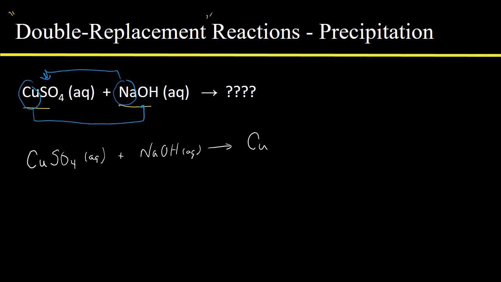We're forming our products over here. Copper has a +2 charge and hydroxide has a -1 charge. So when we put these together, in order to make a neutral compound, we need 2 hydroxides. So we get copper hydroxide. And the other product is going to be sodium and sulfate. Again, we need to be careful with the charges. Sodium has a +1 charge and sulfate has a 2- charge.